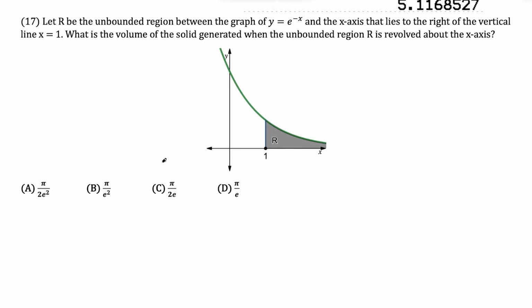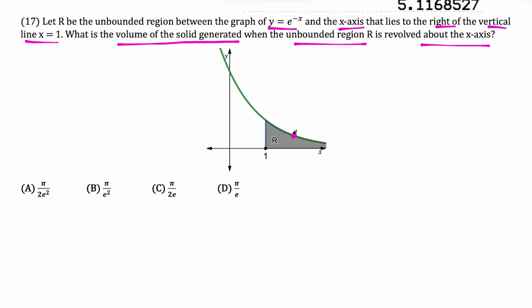Question 17, our last multiple choice question, we have let R be the unbounded region between the graph of y equals e to the negative x and the x-axis that lies to the right of the vertical line x equals 1. And we want to know what is the volume of the solid generated when the unbounded region R is revolved about the x-axis.